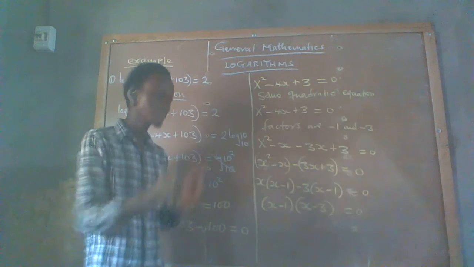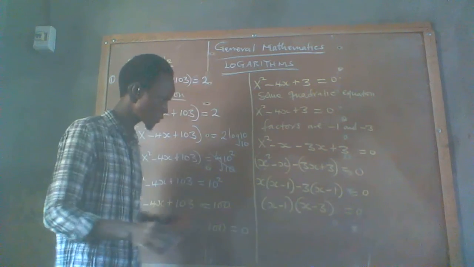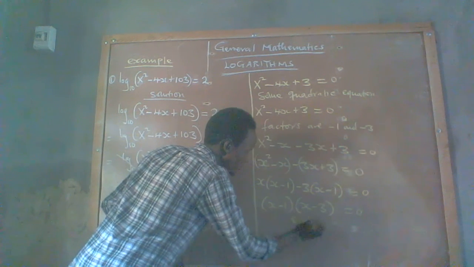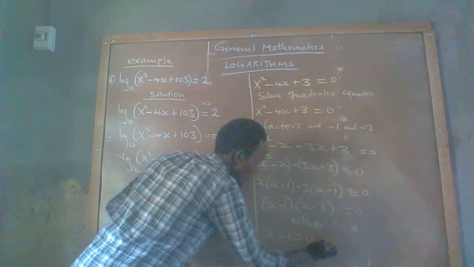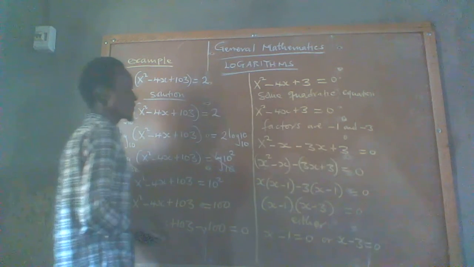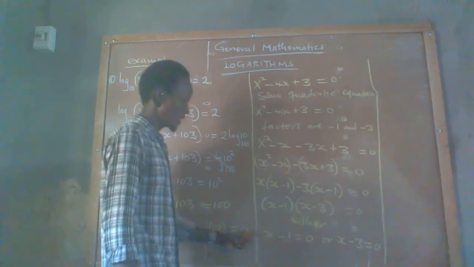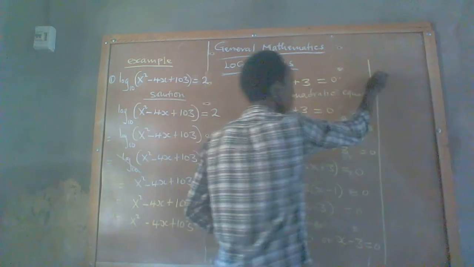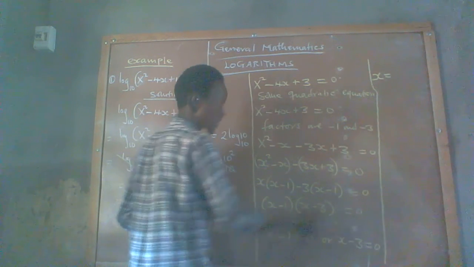So if you are asked to factorize, we stop here. But since we have already equalized it to 0, that tells you that we need to find the value of x. So let's proceed further. We now say either x minus 1 equal to 0 or x minus 3 equal to 0. So from this point, we proceed further. x minus 1 equal to 0. When this negative 1 transposes, it becomes positive. So x is equal to 1.